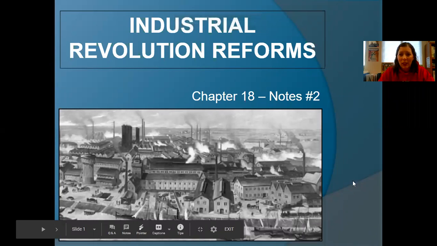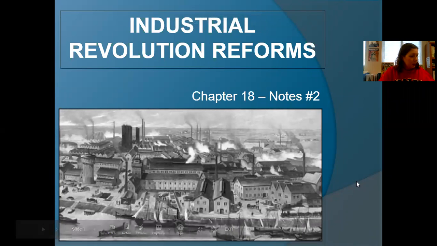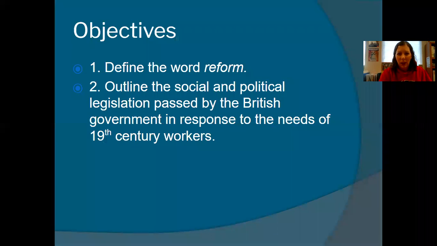So after chapter 18, section 2, for those of you that like to have page numbers in your book to kind of follow along, I am starting on page 405 with basically responses to this revolution. So what were some of the reforms and things that come out of this? So let's look at our main goals here. First of all, what is reform? So we'll be looking at that. And then what are the social and political reforms and laws that are passed by the British government during this time?